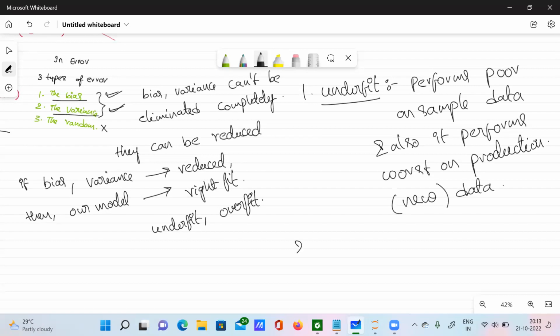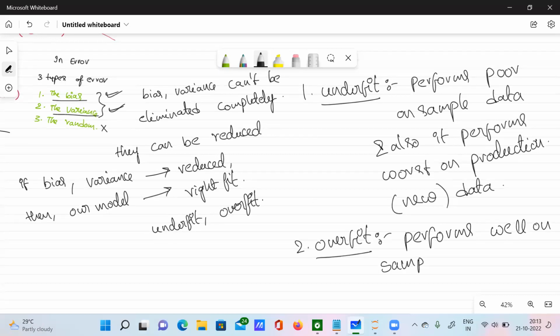Okay, so what is meant by this overfit here? Overfit is nothing but the model will perform well on the sample, but performs poorly on production data. Production data is nothing but the new data here.